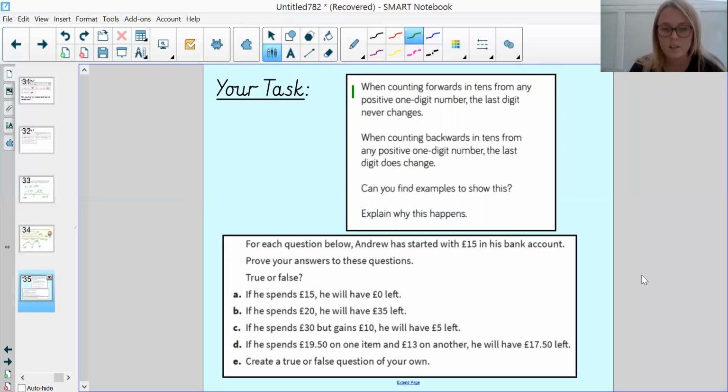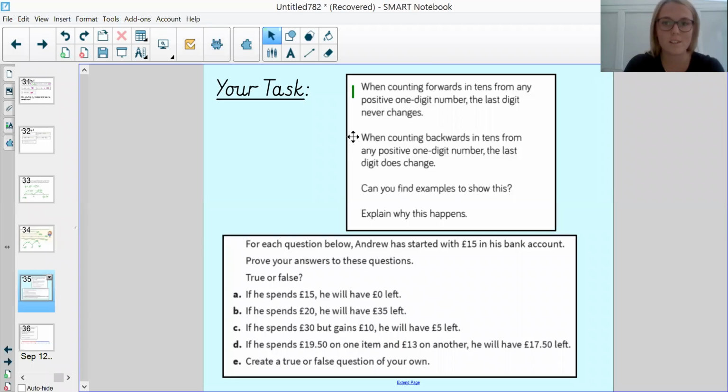Okay. The second question is very similar to what we've just done. It says, for each question below, Andrew has started with £15 in his bank account. Prove your answers to these questions true or false. Okay, so you just need to prove whether these are true or false. Then at the end it says, create a true or false question of your own. So have a go at making your own problem. Okay, so pause me here, have a go at these questions, and then join me in just a second and we will go through the answers together.